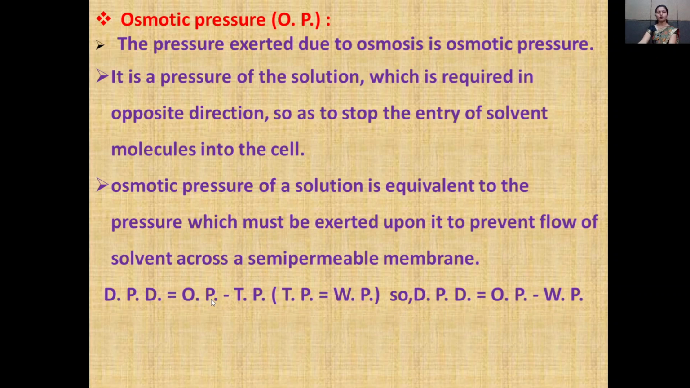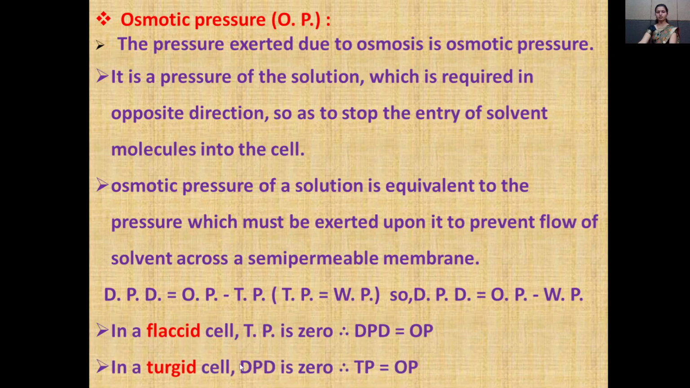DPD is equal to osmotic pressure minus TP, turgor pressure. Here, turgor pressure is equal to wall pressure. So, DPD is equal to osmotic pressure minus wall pressure. In a flaccid cell, the turgor pressure is 0, meaning DPD, diffusion pressure deficit, is equal to osmotic pressure. And in a turgid cell, the DPD is 0, then turgor pressure is equal to osmotic pressure. Here, these concepts are very important. Go to the next slide.